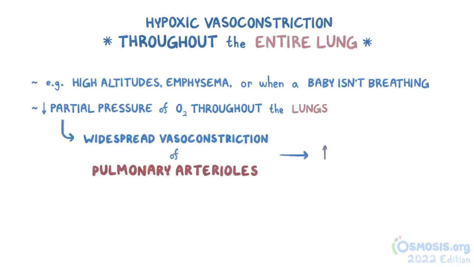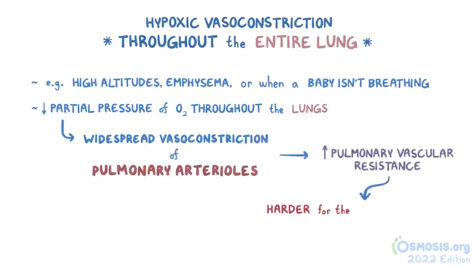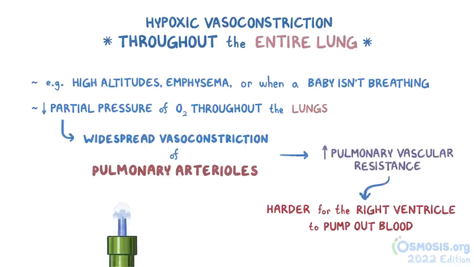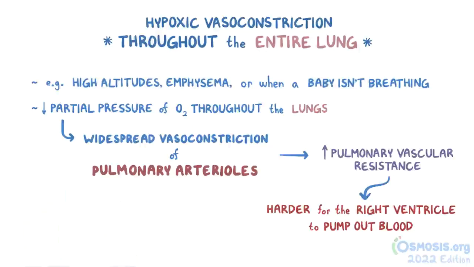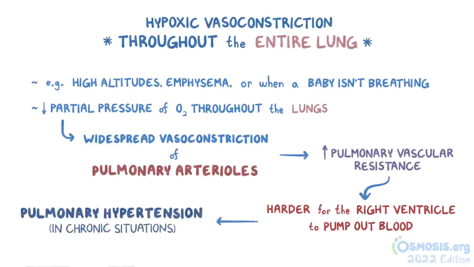That leads to an increase in pulmonary vascular resistance, and increased resistance makes it harder for the right ventricle to pump out blood, kind of like pushing water through a narrow pipe as opposed to a wider pipe, so blood flow decreases. To make the same amount of blood flow through the pulmonary arterioles, the right side of the heart has to generate increased pressure. In chronic situations, that results in pulmonary hypertension.